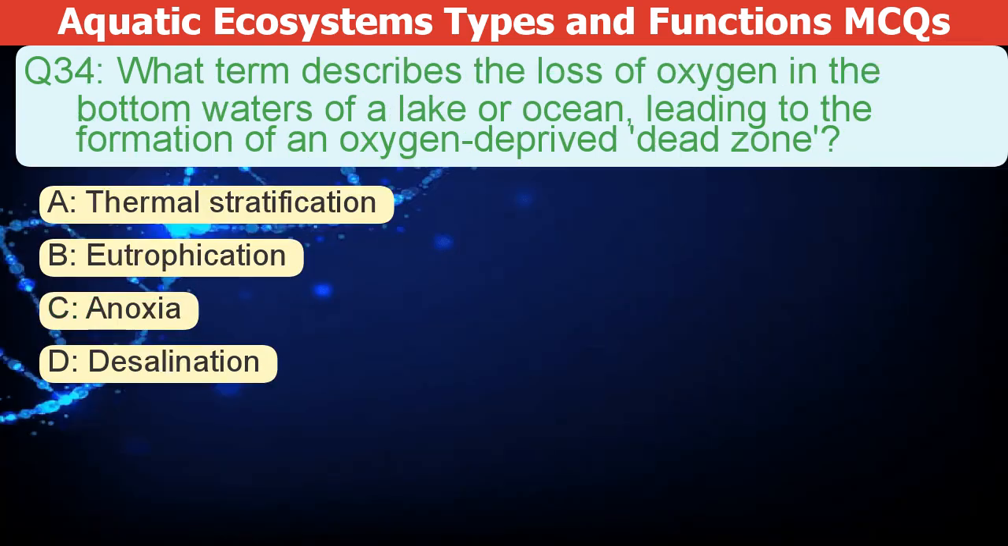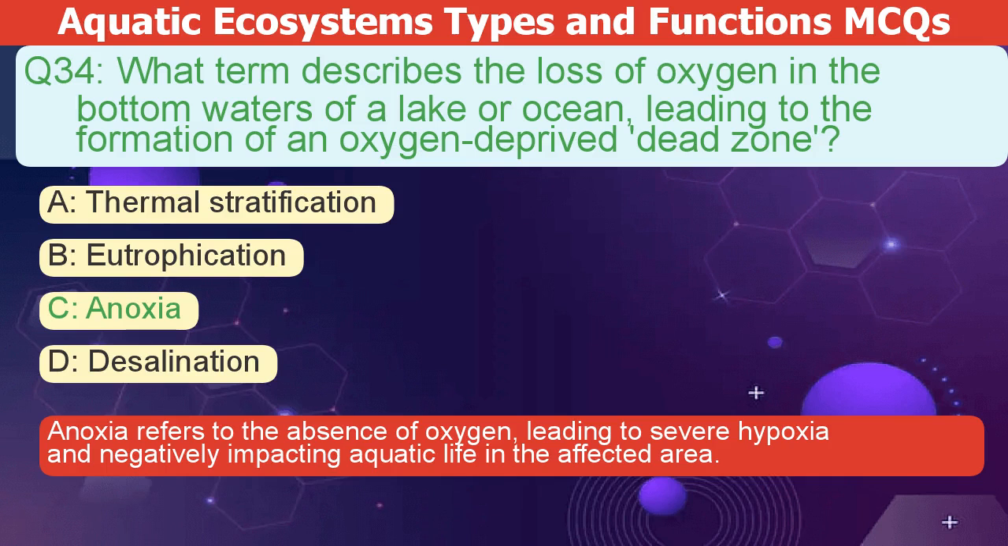Which of the following is a key characteristic of a lotic ecosystem? A. Standing water. B. Fast flowing water. C. Low oxygen levels. D. High nutrient levels. The correct answer is B. Lotic ecosystems are characterized by fast-flowing water, such as rivers and streams. These support diverse aquatic life adapted to dynamic water flow and oxygen levels.